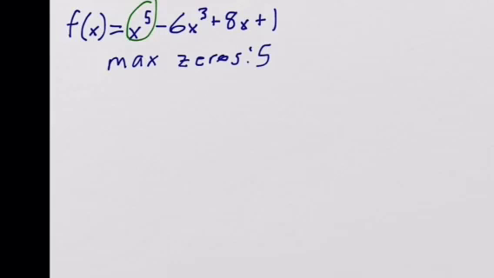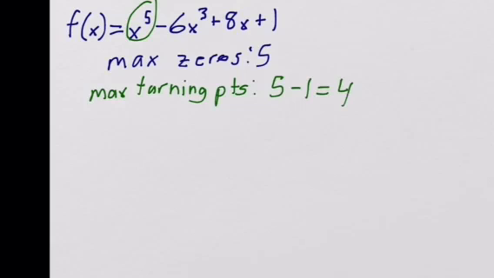Well, if the graph's going to end up turning around, it's going to have to do it between those zeros. And there's only 4 spots in between zeros. So the maximum number of turning points is going to be, in this case, 5 minus 1, which is 4.